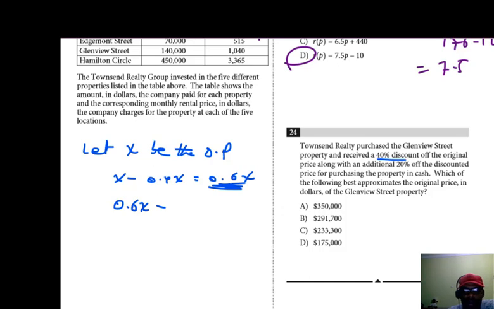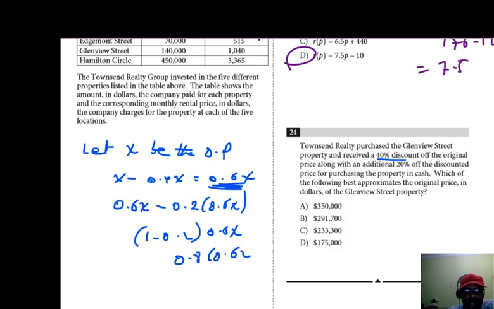0.6x minus 20% means 0.2 of 0.6x. Okay, so we have 0.6x in common here. When we have 1 minus 0.2, we have 0.8 times 0.6x. This is the same as 0.648x. This is the discount price, which is the following, best approximate the original price.